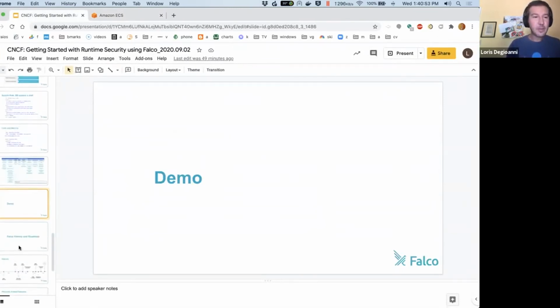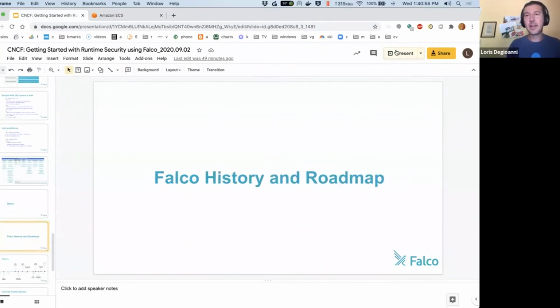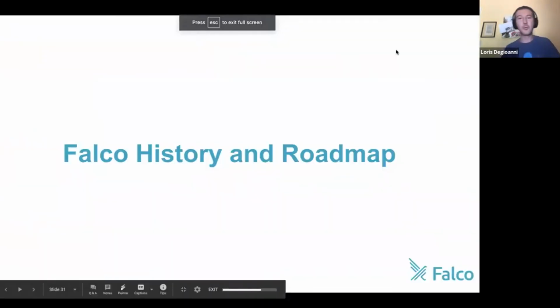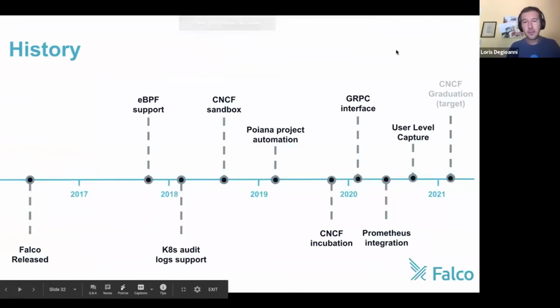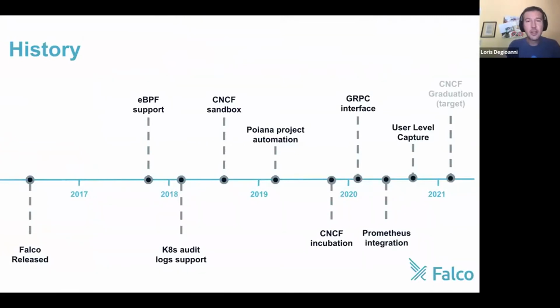Okay, just another couple of slides before we go into questions. So first of all, a little bit of history. We actually started Falco in 2016 as a way to apply some of the concepts in network security to broader containers and cloud native security.